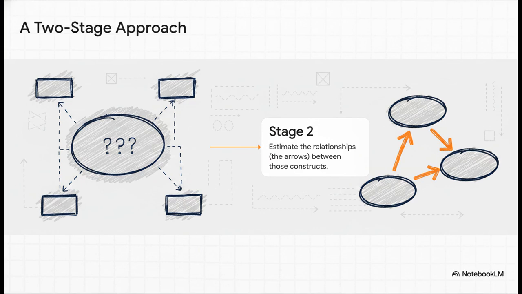The PLS-SEM algorithm is pretty clever. It works in a two-stage process. First, it looks at all our indicator data in the boxes and uses that to figure out the best possible scores for the latent constructs, the ovals. Once it has a good handle on those, it moves to stage 2, where it figures out the strength of the relationships, the arrows, between them. This tells us which concepts are powerful predictors of other concepts.